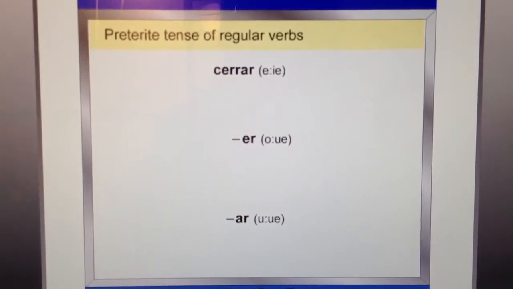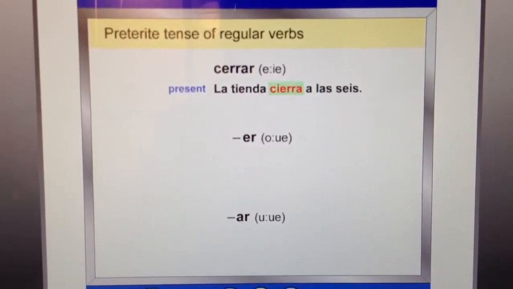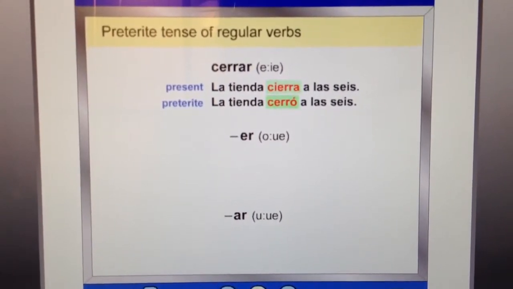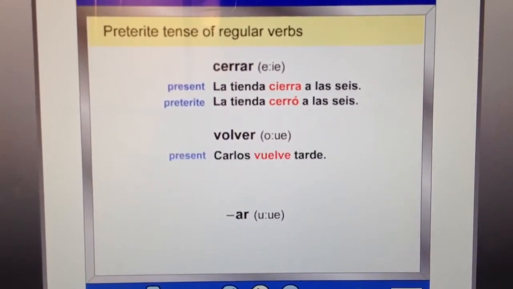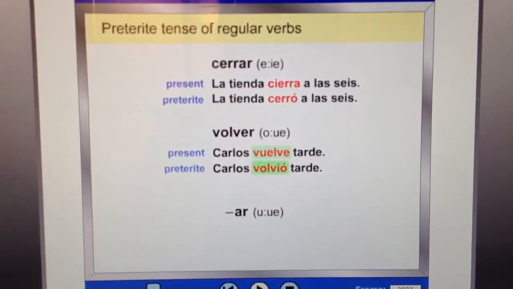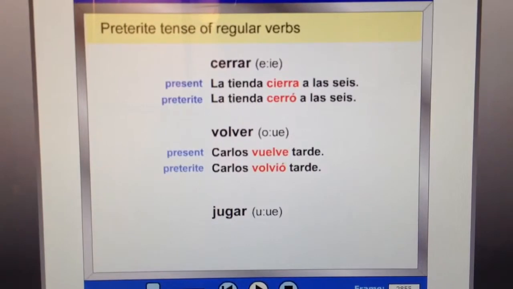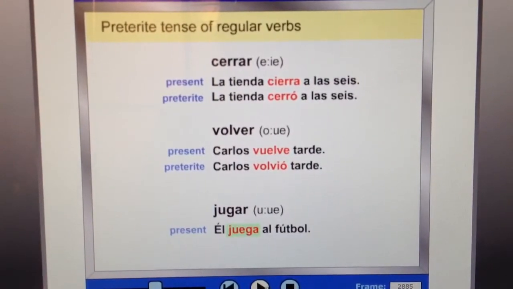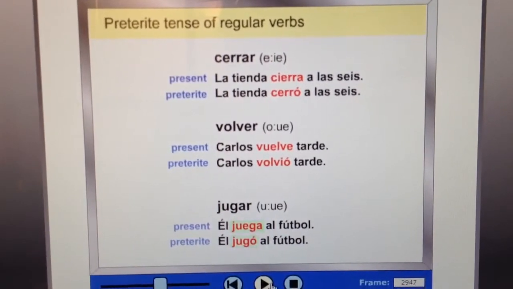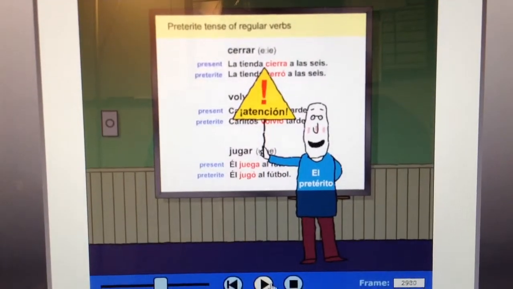Cerrar. La tienda cierra a las 6. La tienda cerró a las 6. Volver. Carlos vuelve tarde. Carlos volvió tarde. Jugar. Él juega al fútbol. Él jugó al fútbol. Atención, esto es importante.